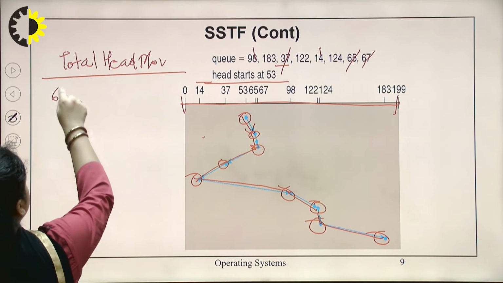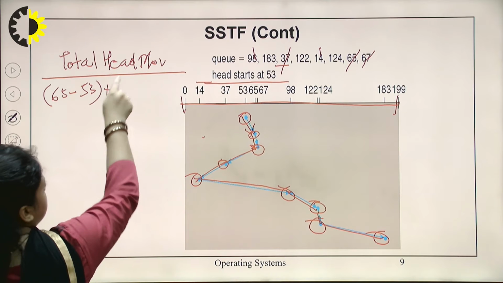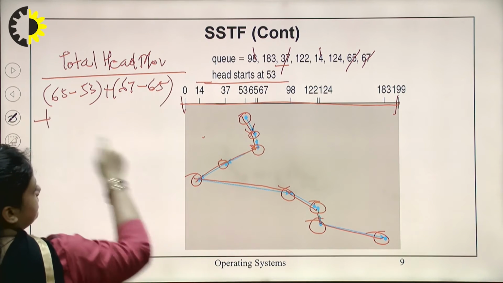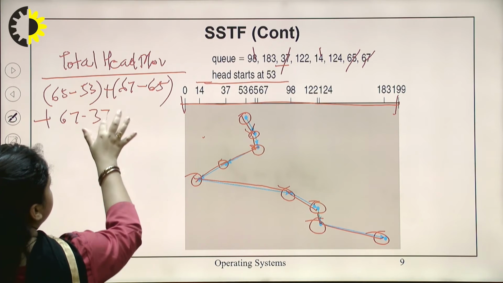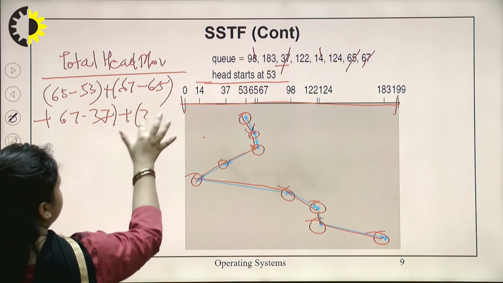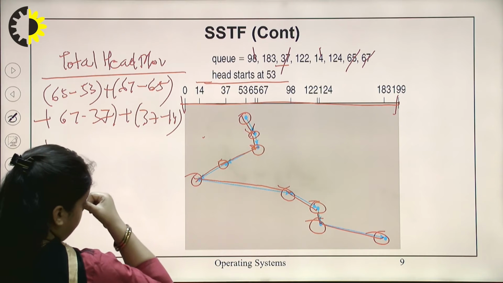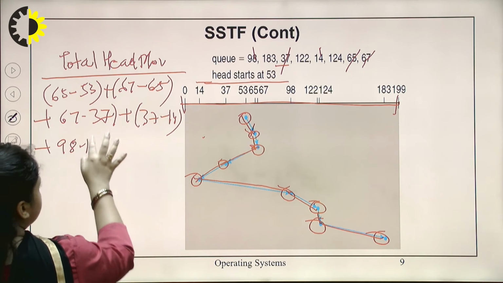So it will be 65 minus 53 plus 67 minus 65 plus 67 minus 37 plus 37 minus 14 plus, from 14 it went directly to 98. So it will be 98 minus 14.